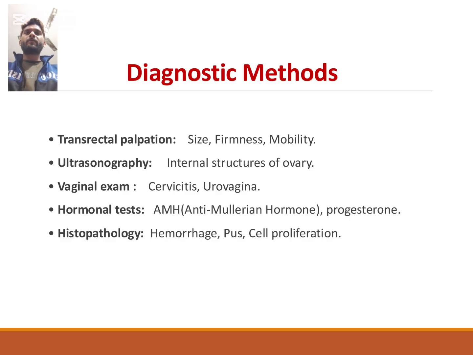For the hormonal tests, if we check the profiles of progesterone or anti-Mullerian hormone, we can make a diagnosis about this condition. And the last one is histopathology. In histopathology, we look at hemorrhage within the cells and their condition. This will diagnose ovarian hematoma, ovarian abscess, and cell proliferation. It will definitely indicate a cyst.